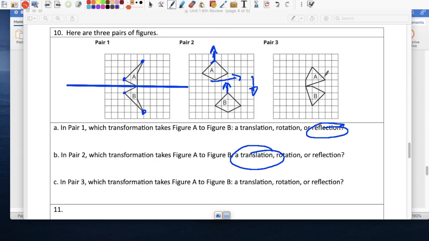Pair 3. How should I do this? Put an antenna here. The antenna now is pointing this way. So how did that antenna end up being here? Well, it wasn't a translation, because a translation keeps the same direction. It wasn't a reflection, because that doesn't look like a reflection over any line. So definitely a rotation.